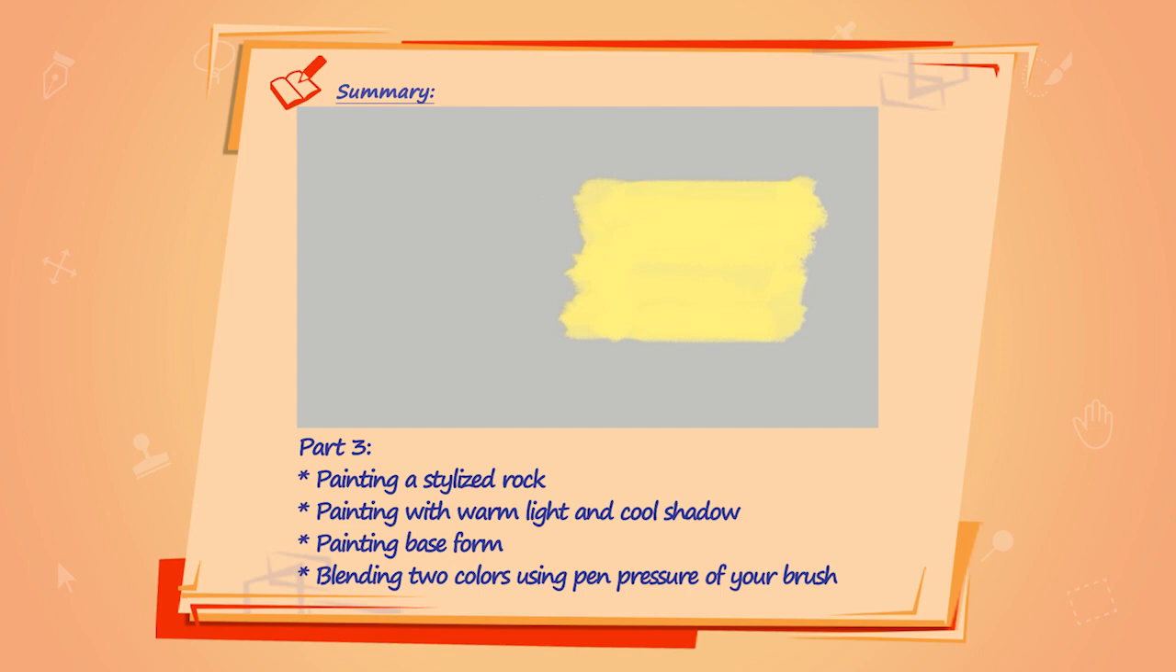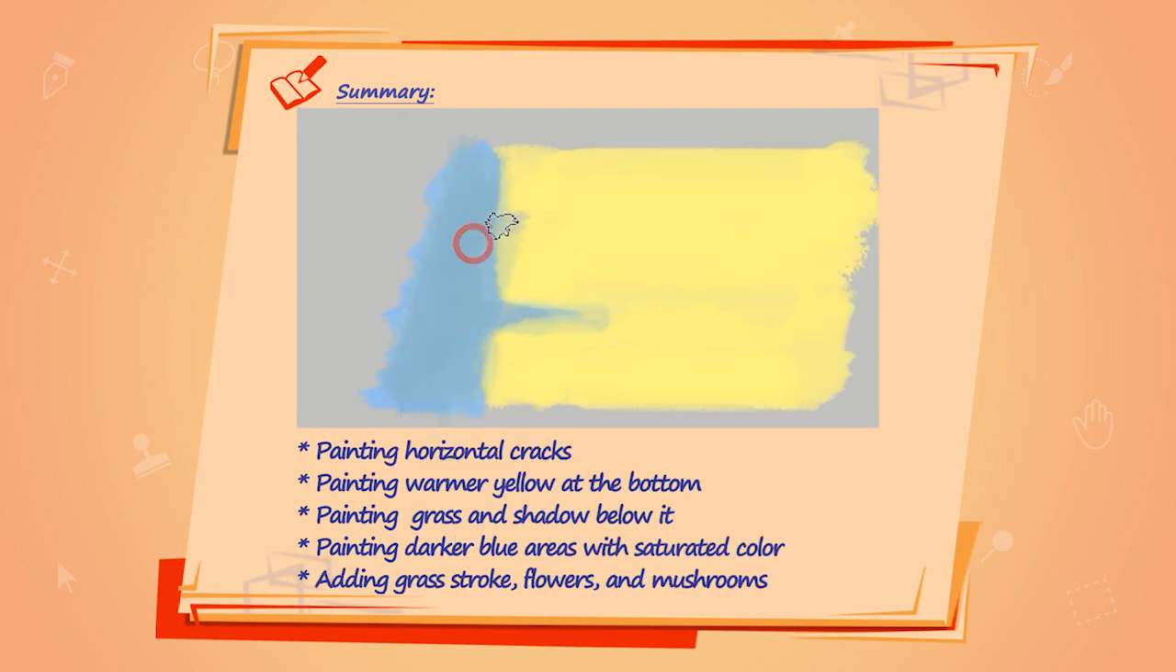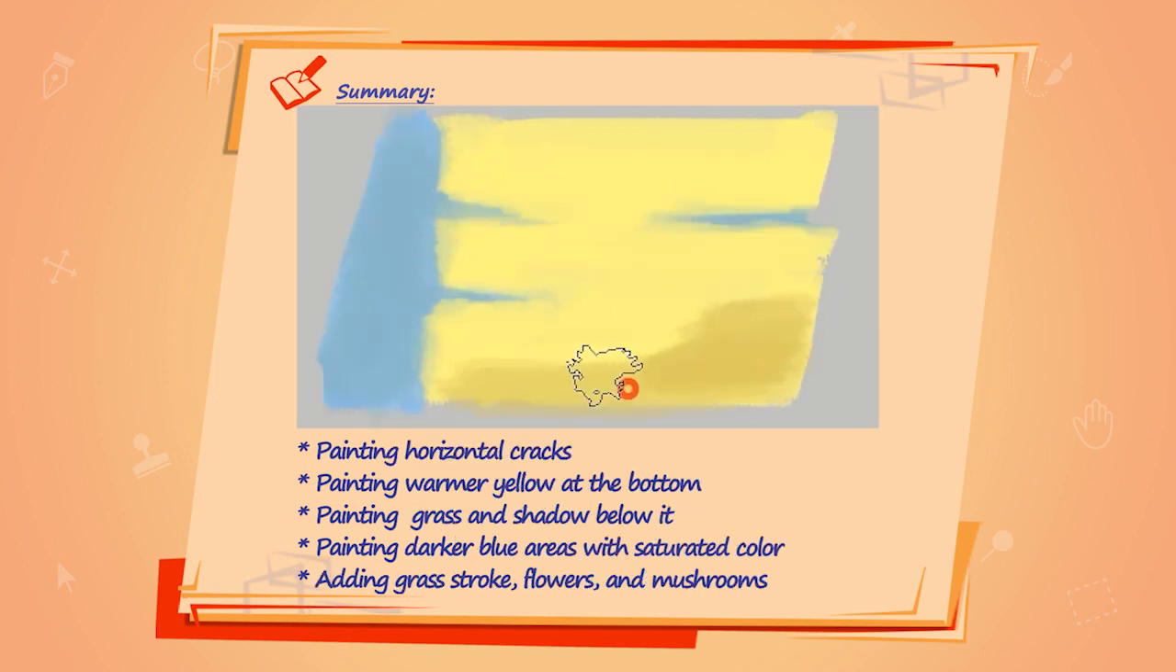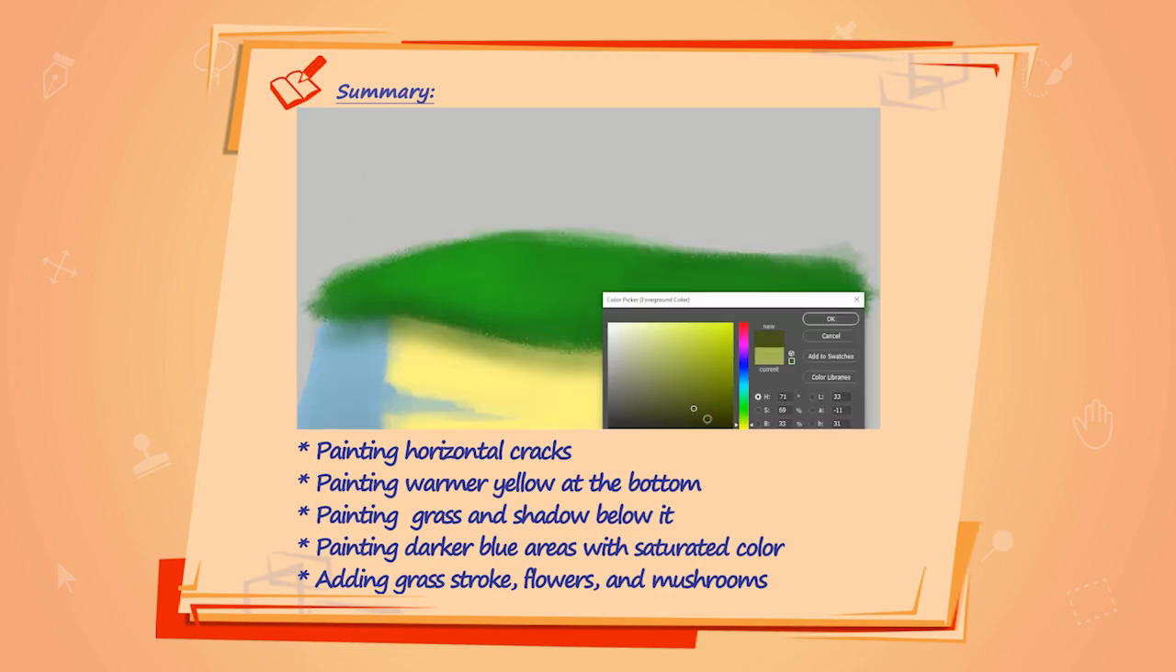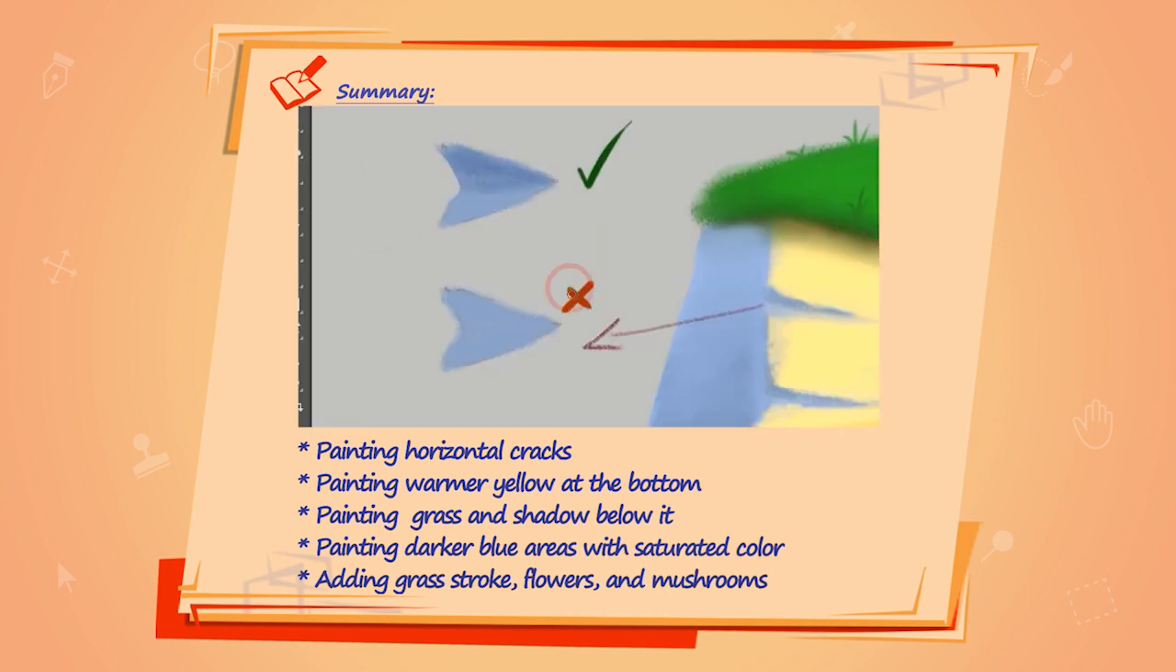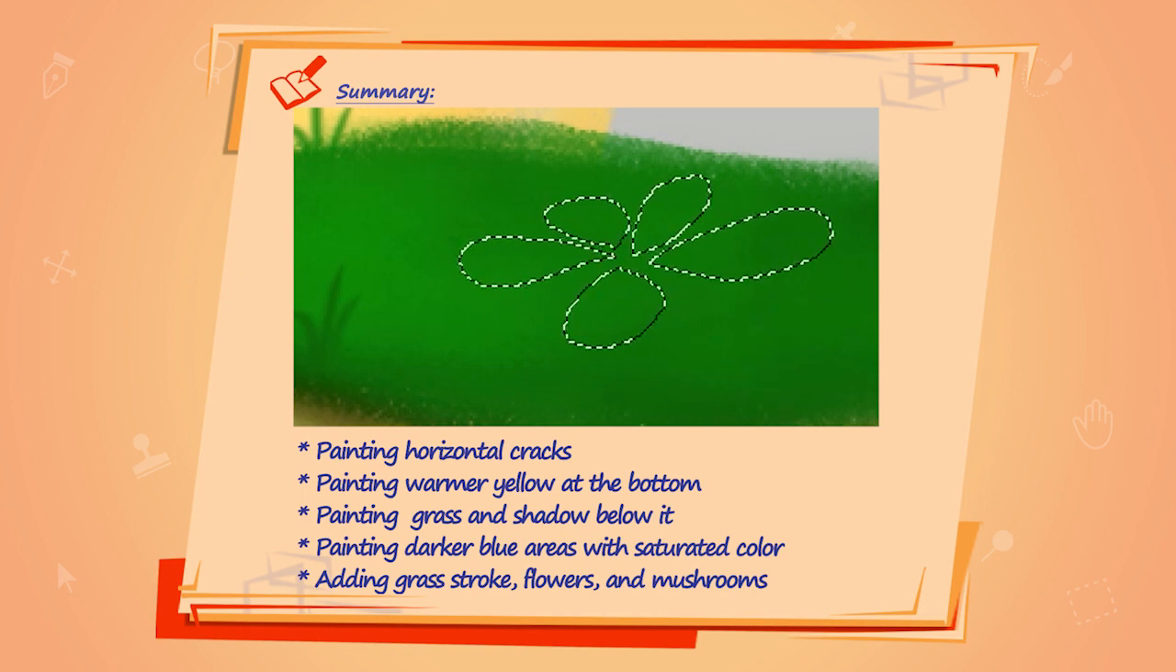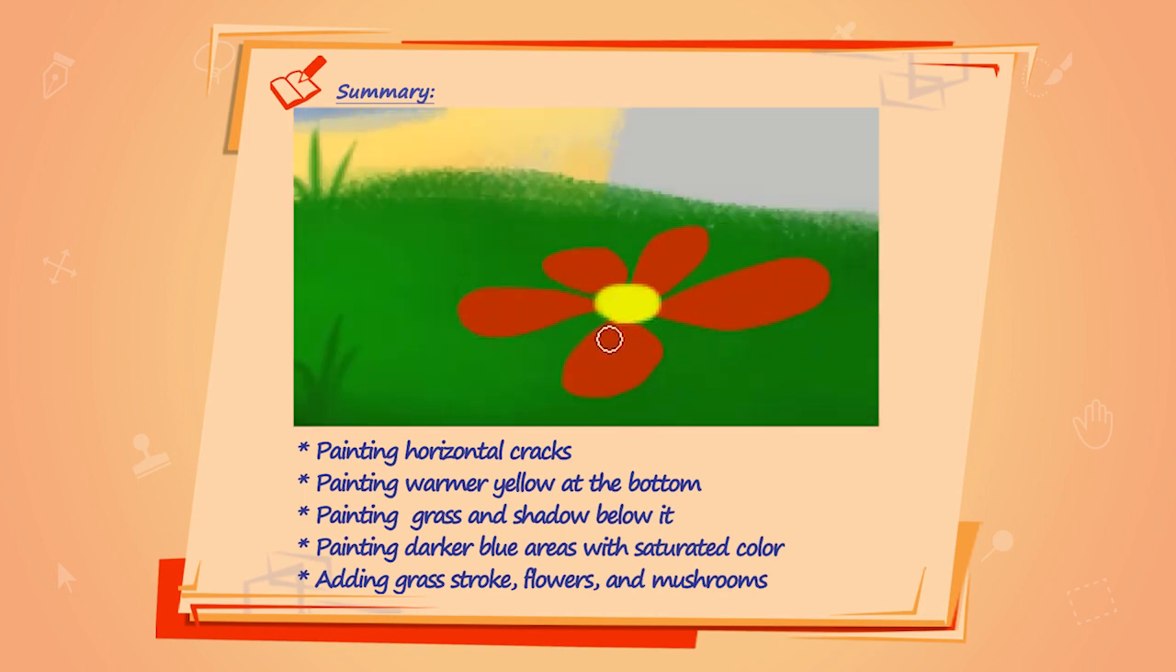painting the base form, blending the color using pen pressure of your brush, painting horizontal cracks, painting warmer yellow at the bottom, painting grass and shadow below it, painting a darker blue area with saturated color, adding grass strokes, flowers, and mushrooms.